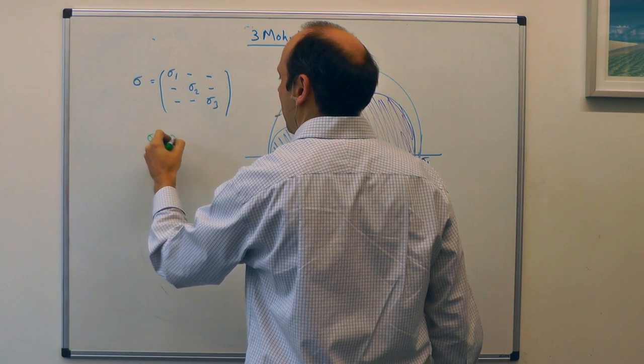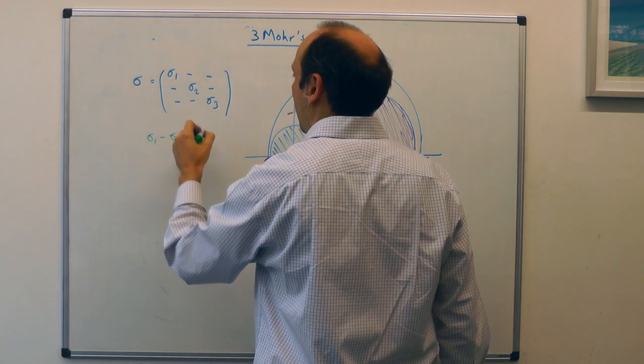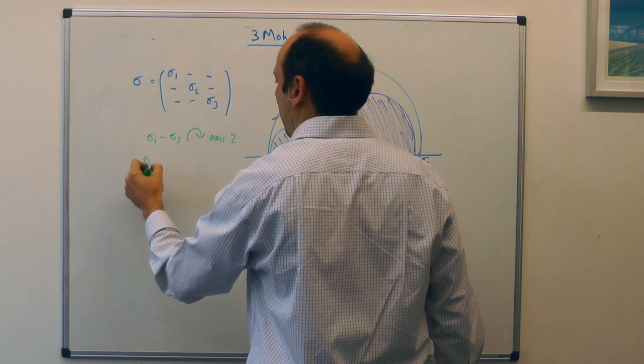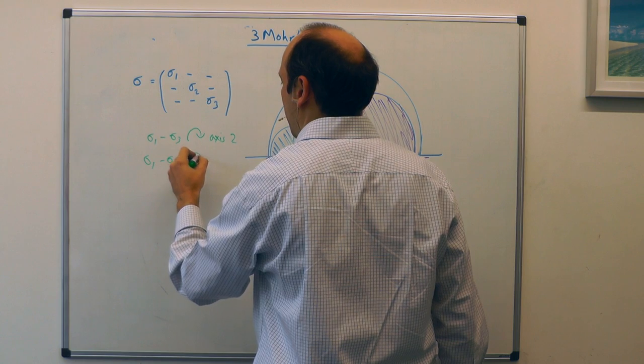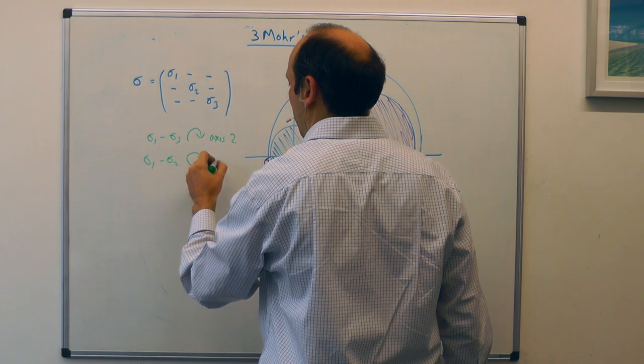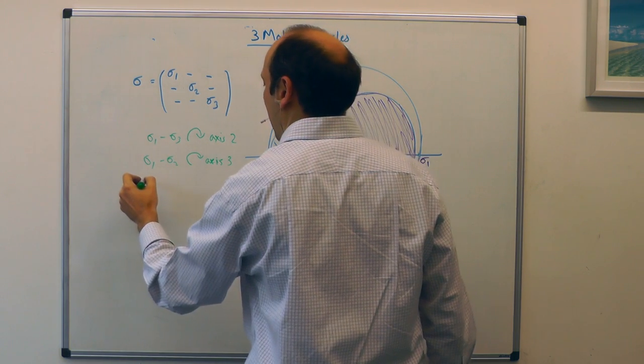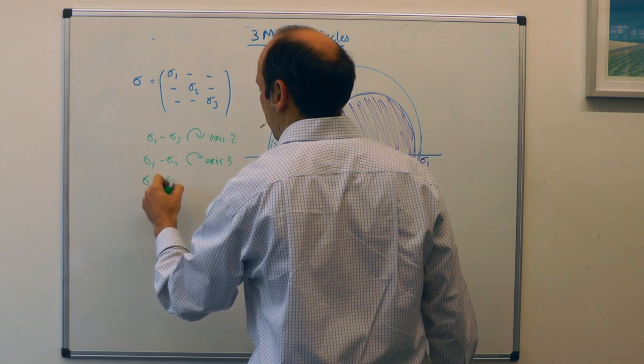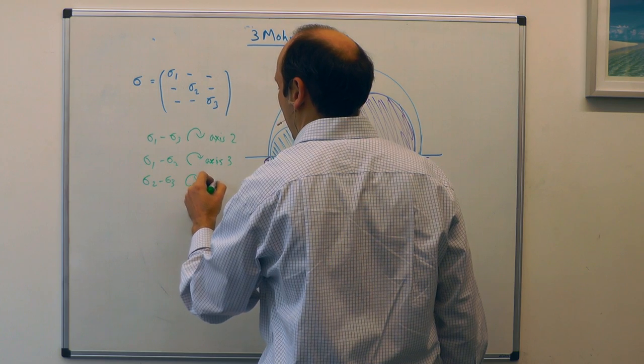So the sigma 1, sigma 3 Mohr circle is a rotation about this axis 2. And the sigma 1, sigma 2 one is a rotation about axis 3. And the sigma 2, sigma 3 Mohr circle is a rotation about axis 1.